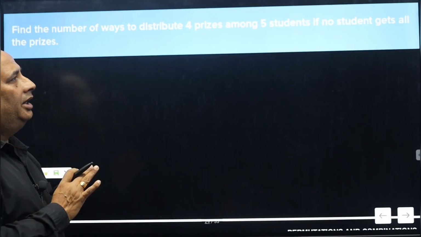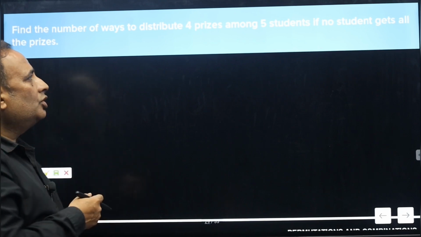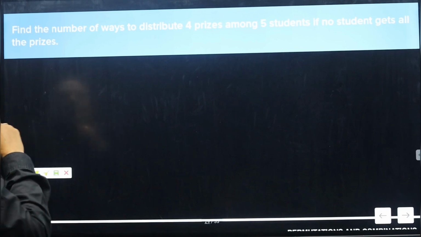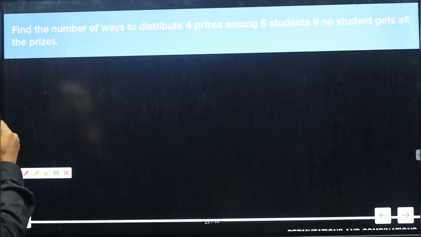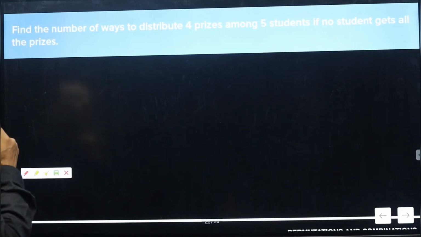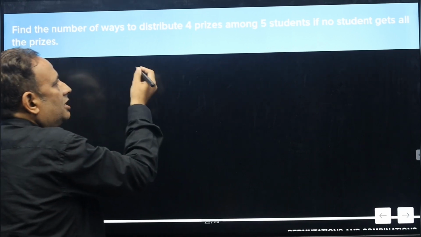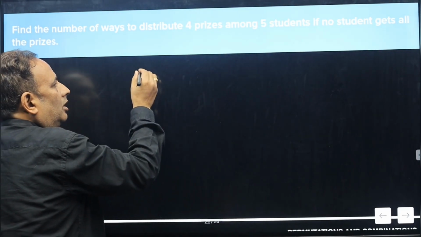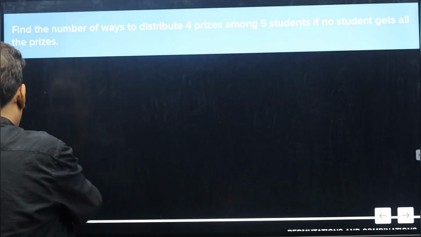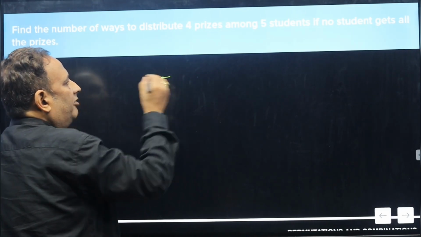Every student can get any number of prizes, that doesn't matter. So, how will we distribute the 4 prizes among the students? Each prize we can give to any one of the students. Let's say the first prize we can give to any one of the 5 students. So, the first prize can be given in how many ways? 5 ways. So, the first prize we can opt in 5 ways.